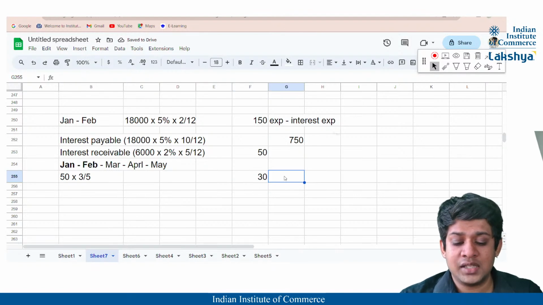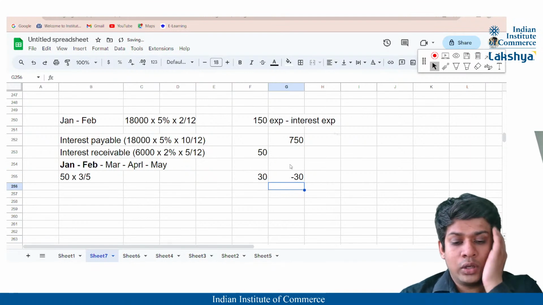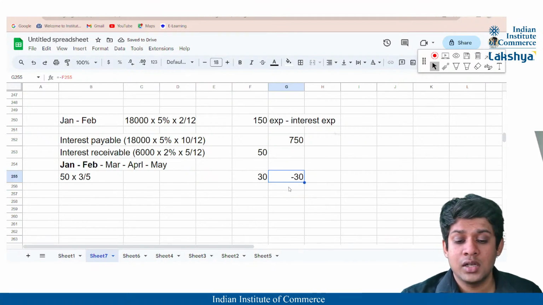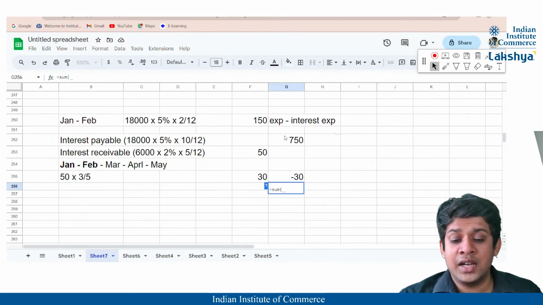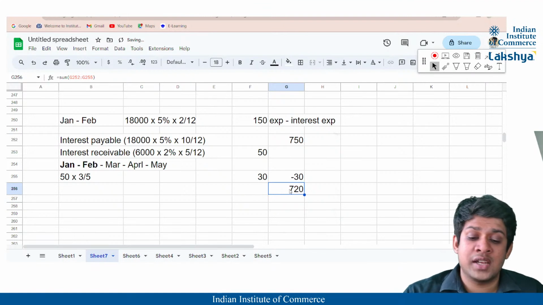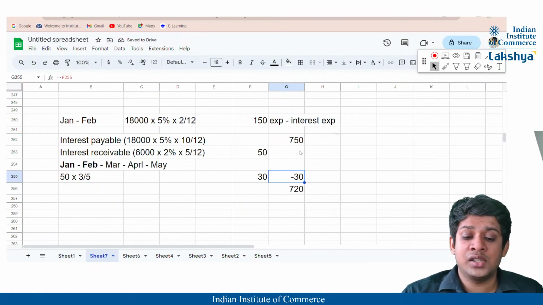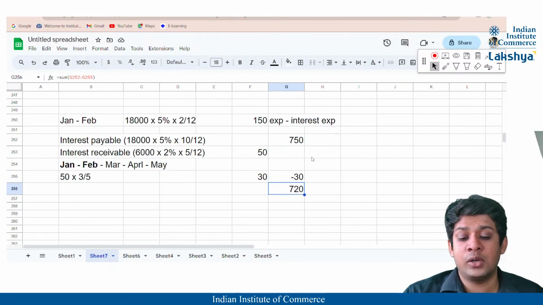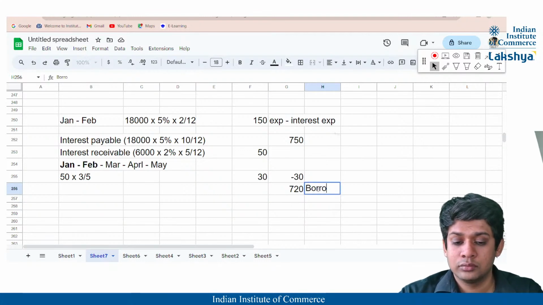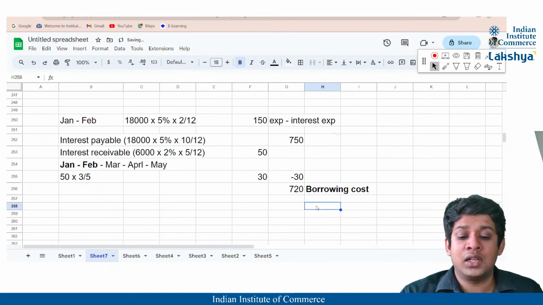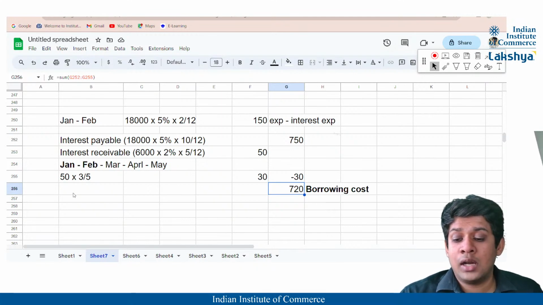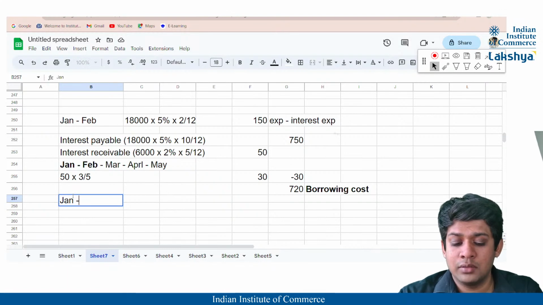Only 30 can be capitalized and only 30 will be deducted here in the interest income. Why is it deducted? We are calculating the borrowing cost, guys. If this is the cost and we have generated certain income from the cost, we are supposed to exclude this. We are supposed to deduct this, and 720 is our borrowing cost. Right? This is our borrowing cost, and this will be capitalized within the value of the asset. What happens to the remaining 20, that is for the months of Jan and Feb?